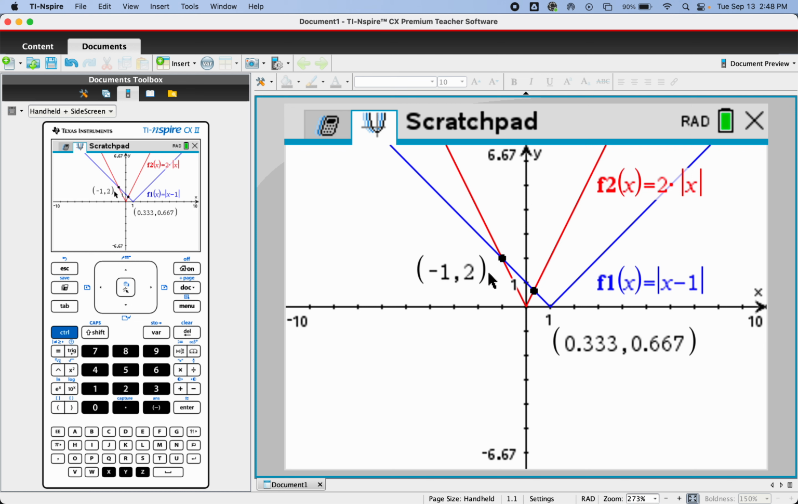And again, this is kind of how your picture will look when using the Nspire, and you got to be able to find these points, right? Desmos finds them automatically. With the Nspire, we've got to be able to find them.